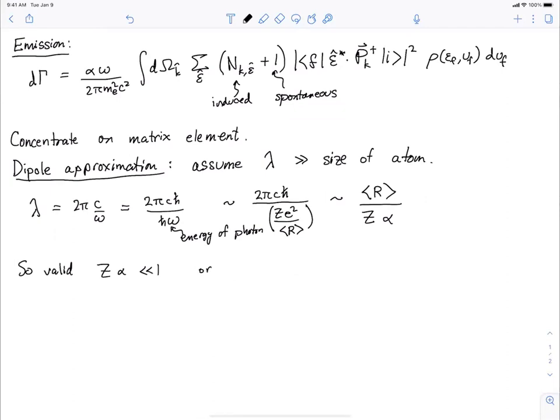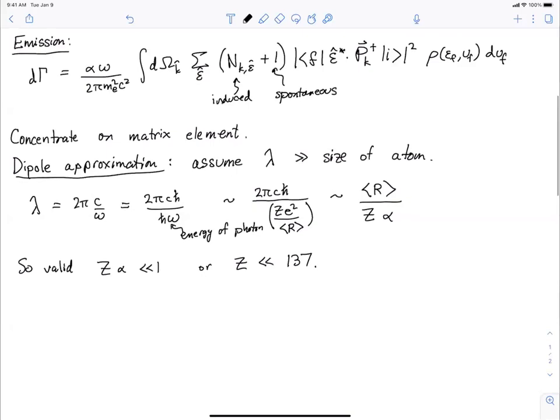And since alpha is a famous number that's 1 over 137, that means this is valid for the atomic number much, much less than 137, although even when Z is much larger, it turns out the dipole approximation works better than you might think. Okay, so if the wavelength of the light is very large, then that means k is very small. So we're going to assume that for a while.